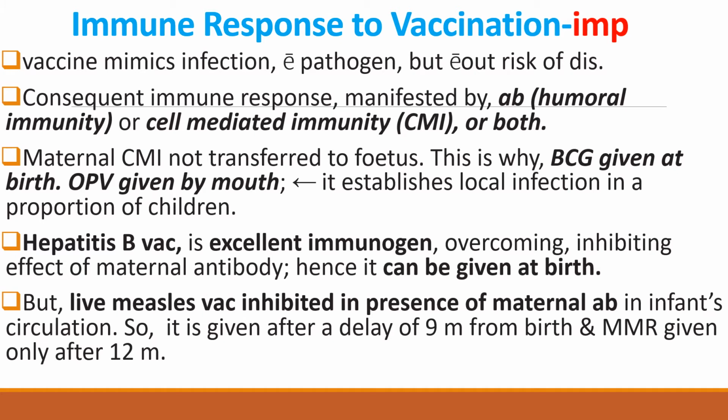But live measles vaccine is inhibited in the presence of maternal antibody in infants. So it is given after a delay of 9 months from birth, and MMR, which contains measles, is also given only after 12 months.